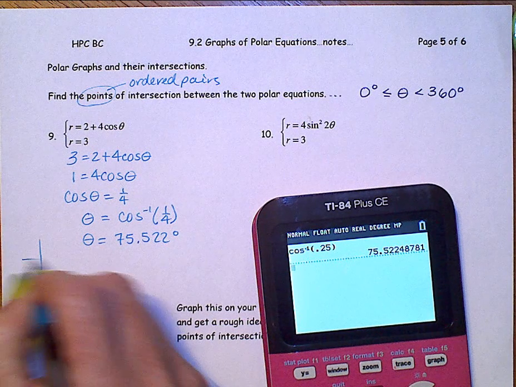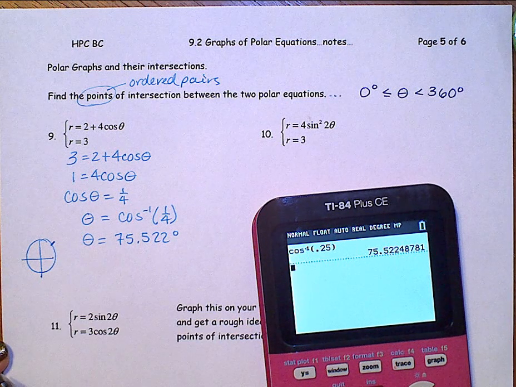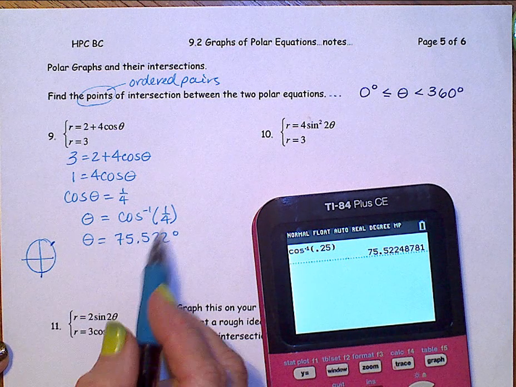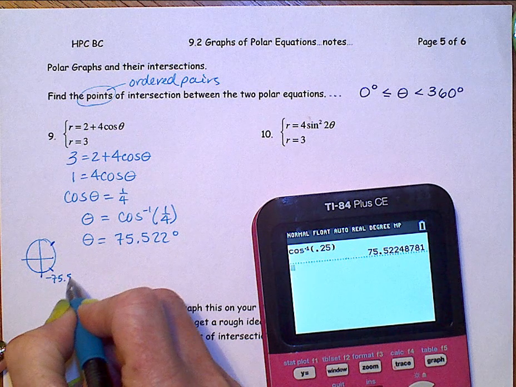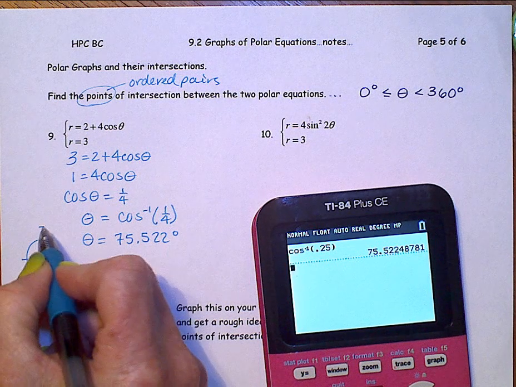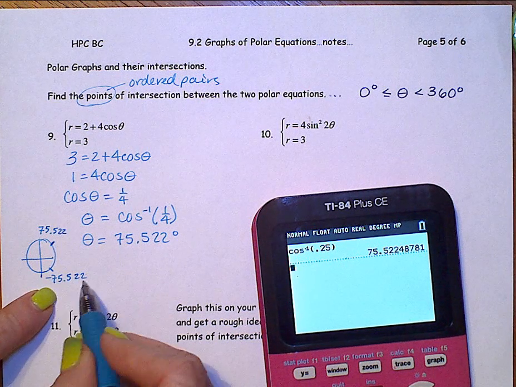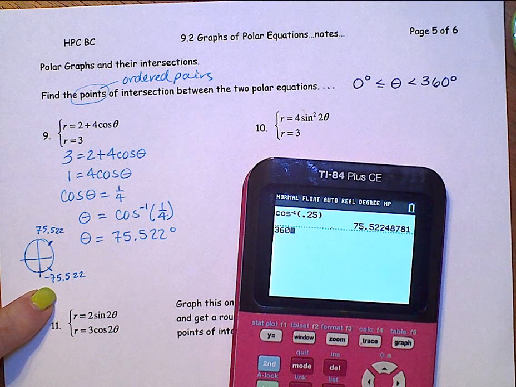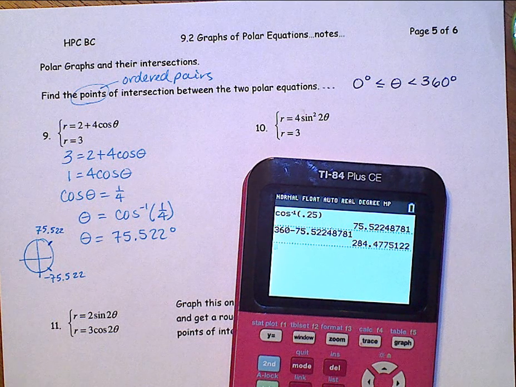So we do need to think, 75.5 degrees right about here. And the same spot, where else on this circle is cosine going to be also 1/4? And that would be down here at negative 75.522. But that negative 75.522 is not within the domain 0 to 360. So we're going to have to add 360 to this. So I'm going to do 360 minus that answer. And that will give us 284.477.